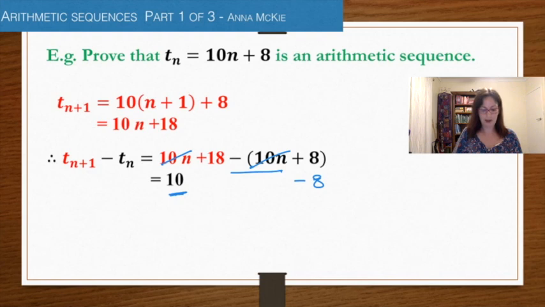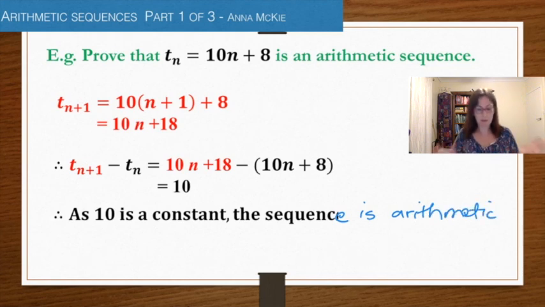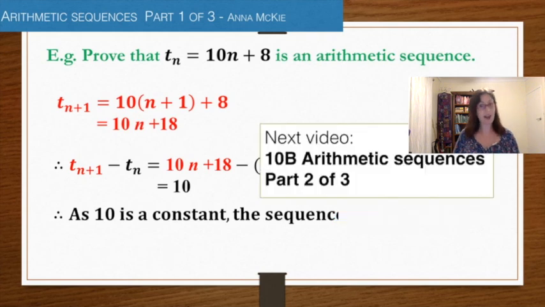And because we've met the rules of the formula and have a difference that's a constant, that therefore means, as it says here, that 10 is a constant. We say the sequence is arithmetic. And so now we have proven that that particular sequence is arithmetic because it has a constant difference between the terms, between consecutive terms. Okay, that's the end of this video.